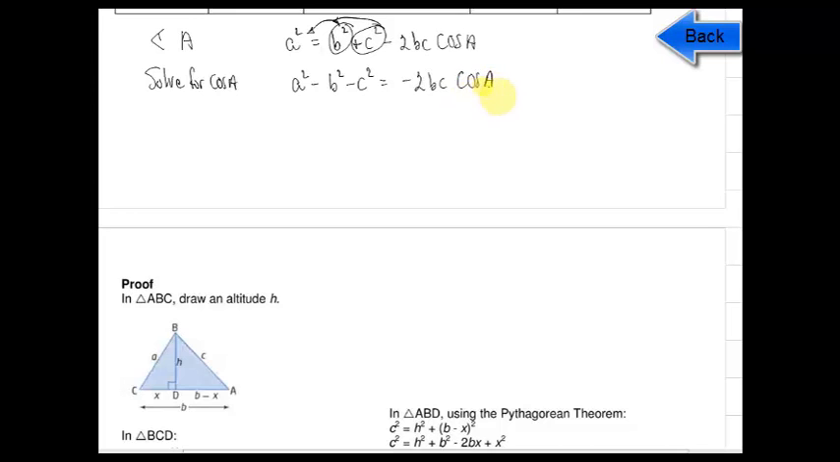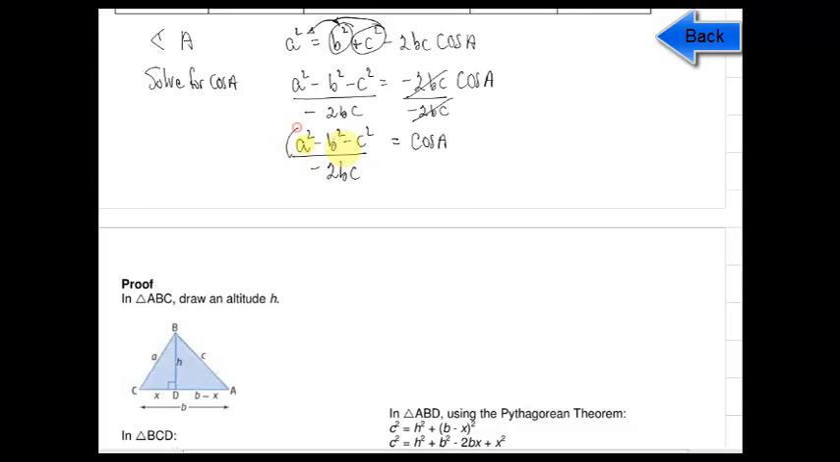And then because I want to isolate cos of A, I would divide both sides by negative 2BC. And so this will reduce. Okay, and what I will have then is that cos of A is equal to A squared minus B squared minus C squared over negative 2BC. But I don't want the negative in the denominator.